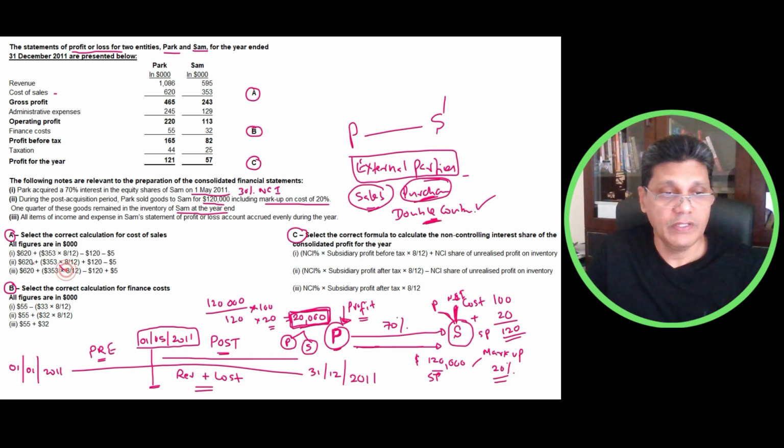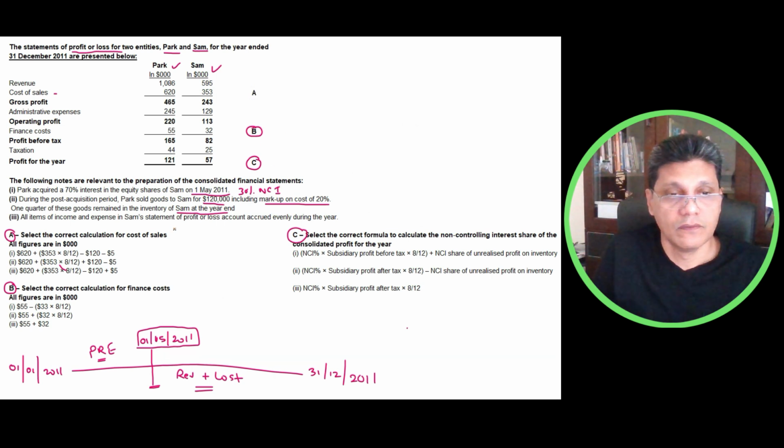Okay, before we answer these three questions, let's try to build up the consolidated income statement, line by line. What we need to do is add the parent and subsidiary company, all these items line by line, to get the group net profit. Finally, what they are saying is all items of income and expenses in Sam's statement of profit or loss accrued evenly during the year.